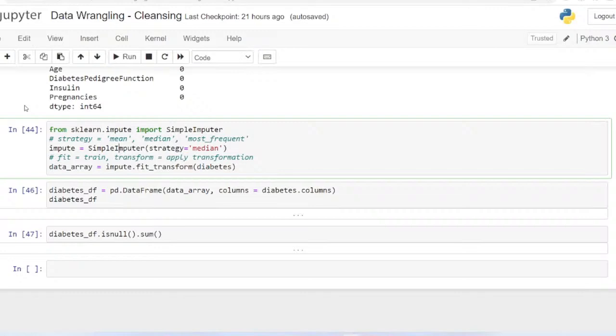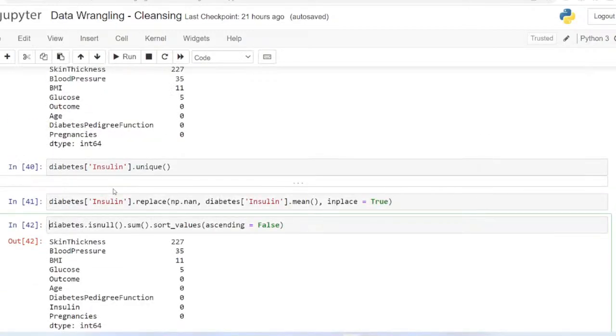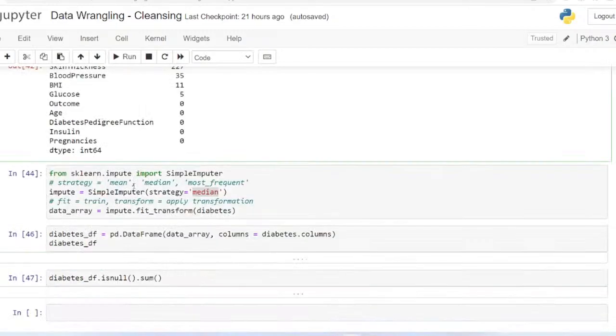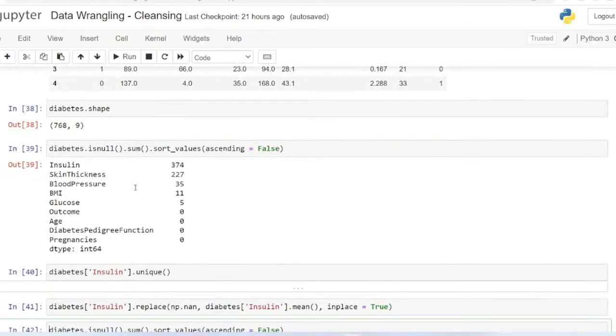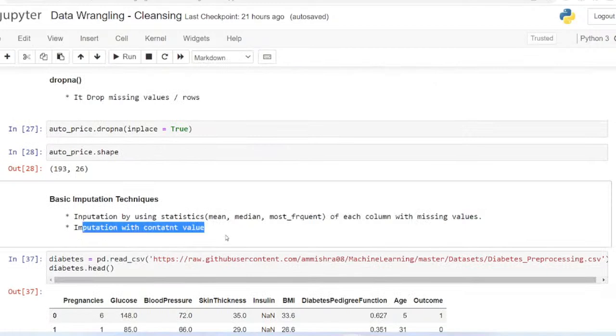Can we put a zero value instead of median as a strategy? Now, zero is not a good way of applying any of these things. Zero is never treated as one of these strategies. The strategy will be either mean, median, or mode, or it could be some constant value. I think I have already written at the beginning that you can also replace it by a constant value. So that is okay.